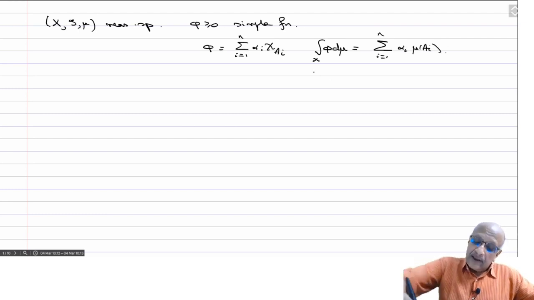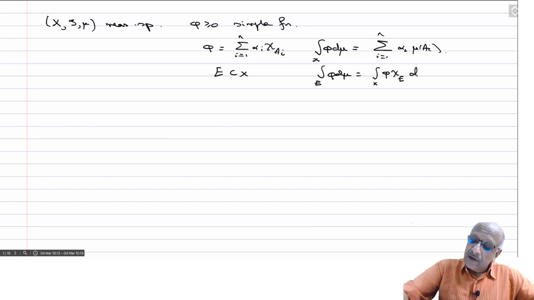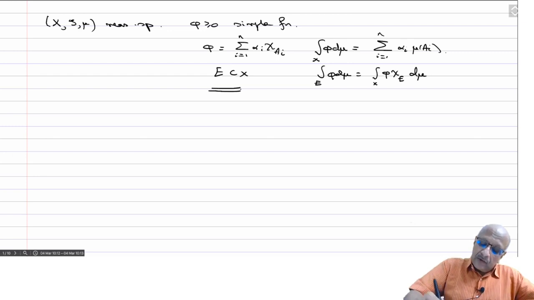Okay, and in case of E contained in X, then we said the integral over E of phi d mu is nothing but the integral over X of phi times chi of E d mu. Okay, so we now continue with this. So now we are going to do non-negative functions.